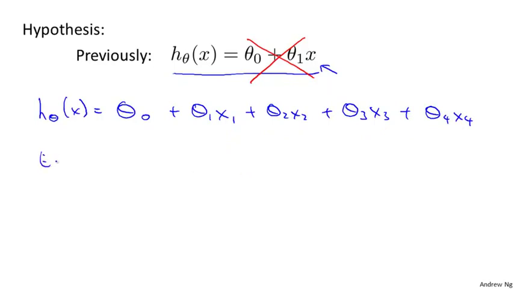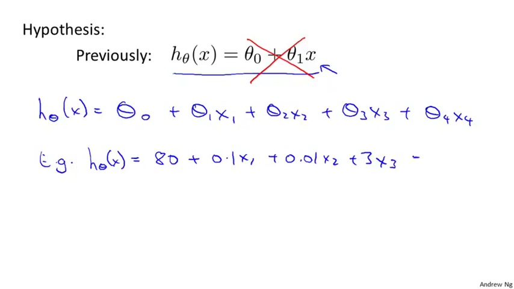Concretely, for a particular setting of our parameters, we may have h of x equals 80 plus 0.1 x1 plus 0.01 x2 plus 3 x3 minus 2 x4. This would be one example of a hypothesis. And remember, our hypothesis is trying to predict the price of the house in thousands of dollars.